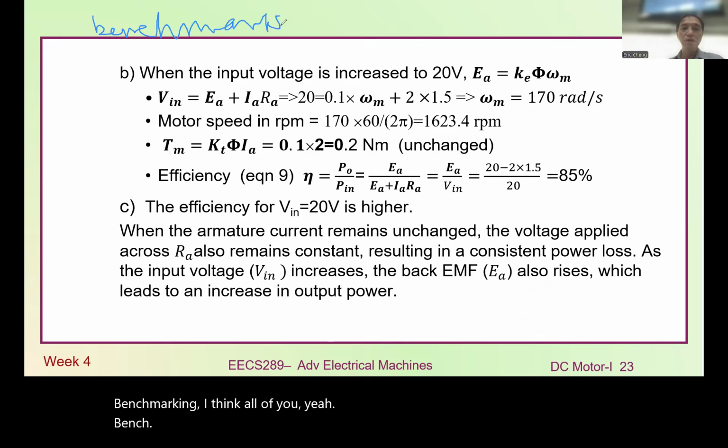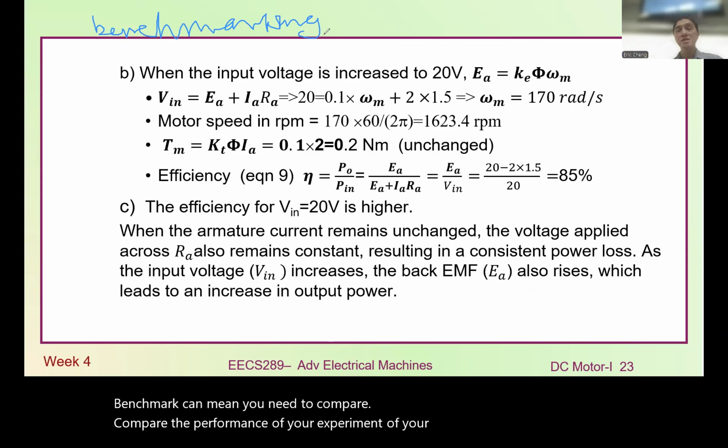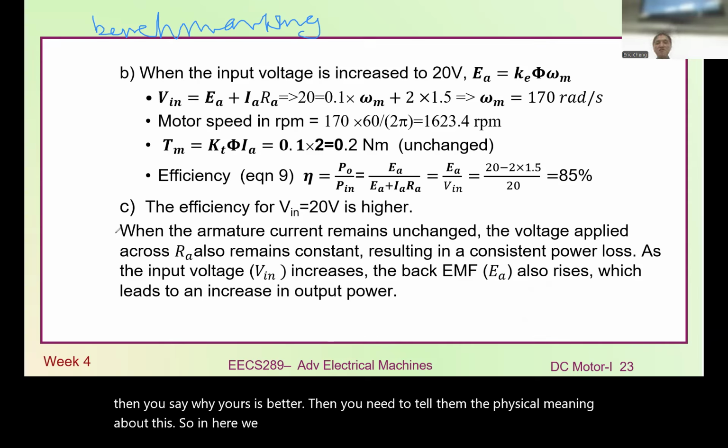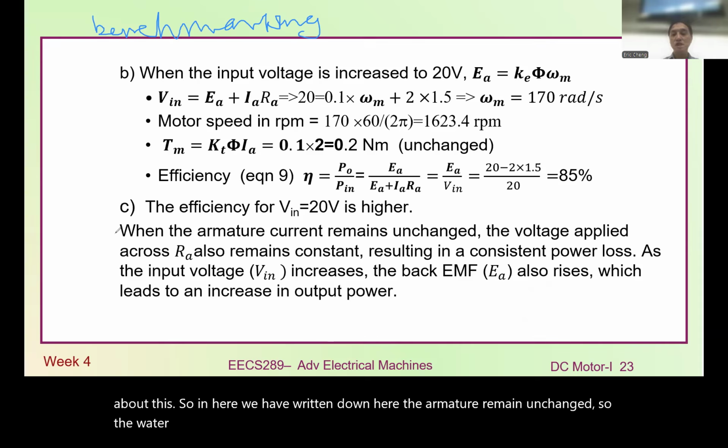Benchmarking means you need to compare the performance of your experiment, of your research with other users. And then you say why yours is better. Then you need to tell them the physical meaning about this. So in here, we have written down here, the armature remain unchanged. So the voltage applied to RA remain unchanged. So that's loss component. So that means we got consistent loss component.